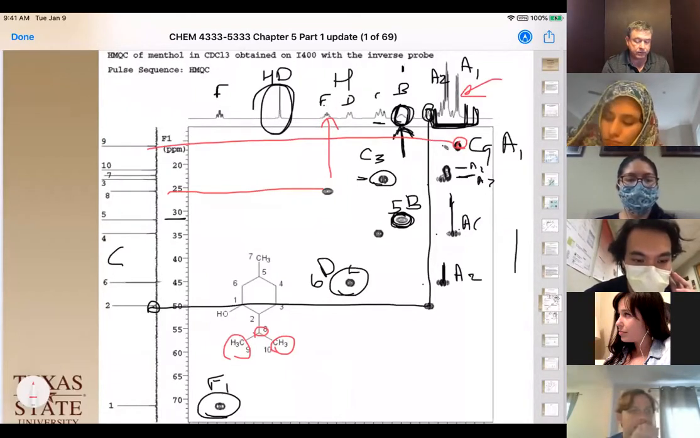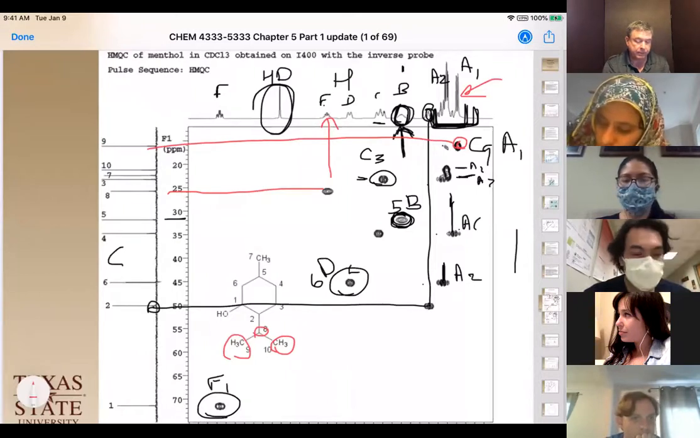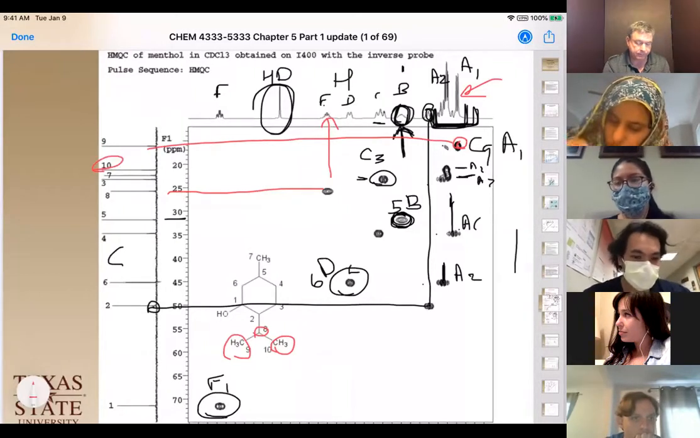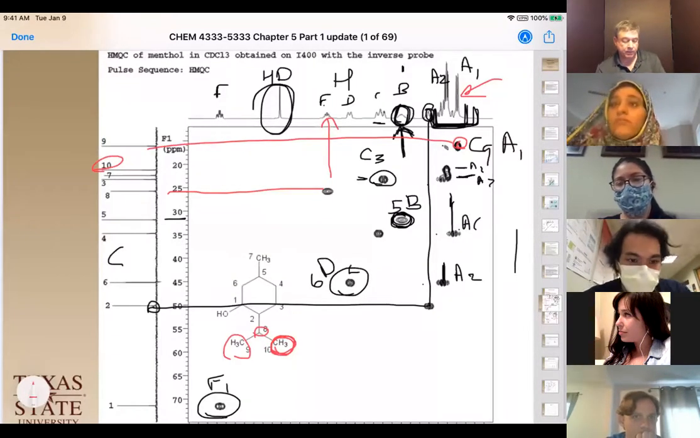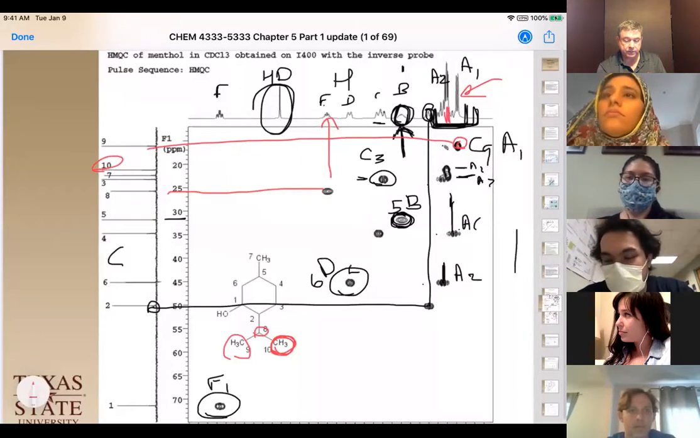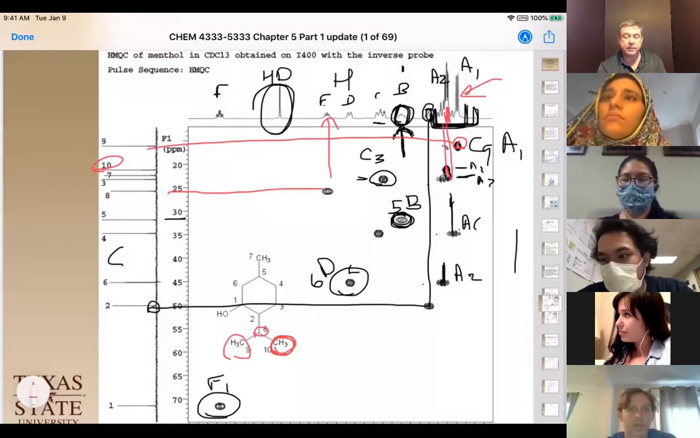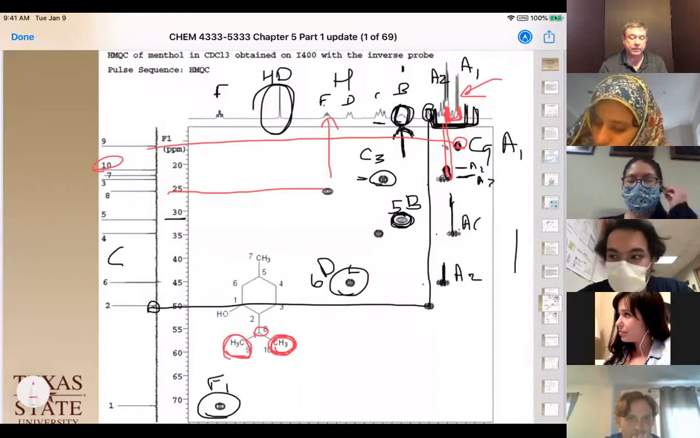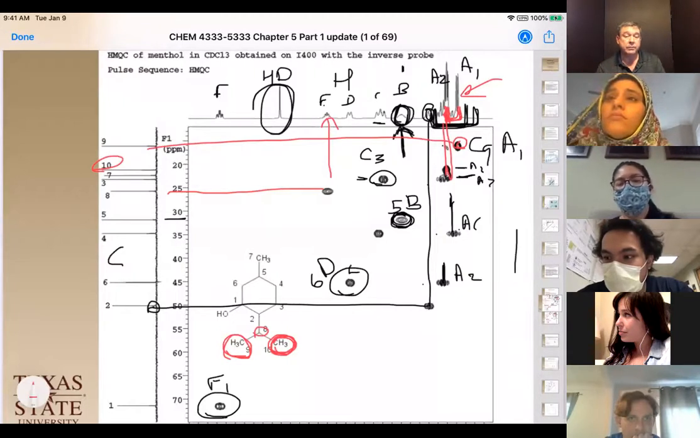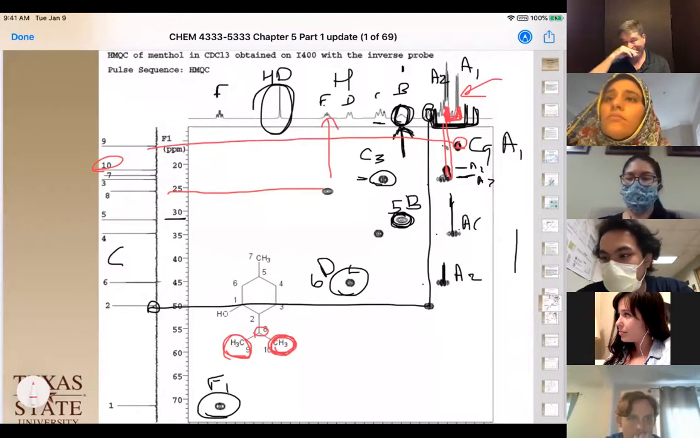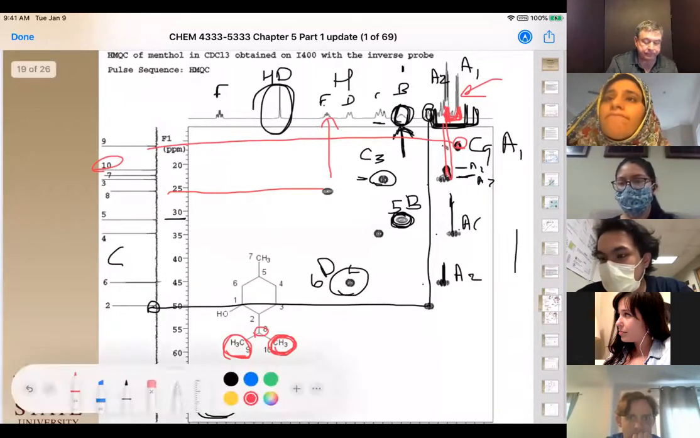Okay, so let's look at another one. The next up here is carbon number 10. Carbon number 10 is this methyl peak here, and we see that those are also associated with these hydrogens here. That means this peak is actually split into 2 peaks, because carbon number 9 and carbon number 10 are different in space. Notice one of them is closer to the OH and one of them is farther from the OH, and that gives rise to this split here. Okay, so, all right.